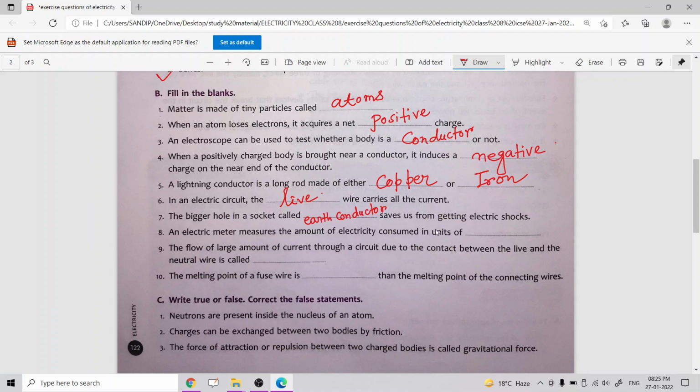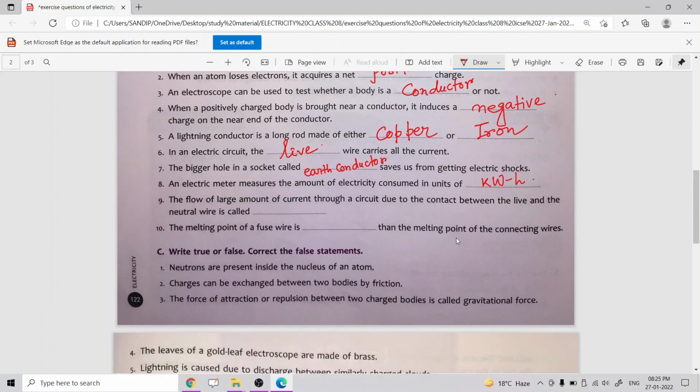Now question number 8: an electric meter measures the amount of electricity consumed in units of kilowatt hour. Now the next one: the flow of a large amount of current through a circuit due to contact between the live and the neutral wire is short circuit. This is called a short circuit.